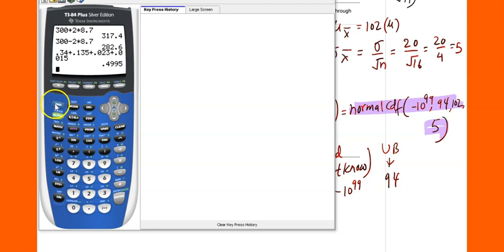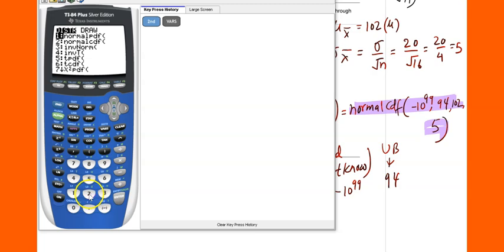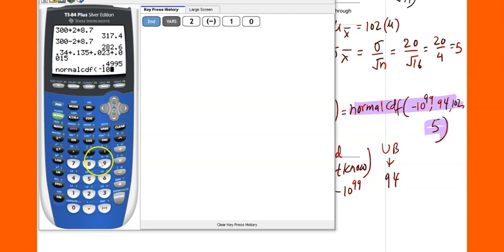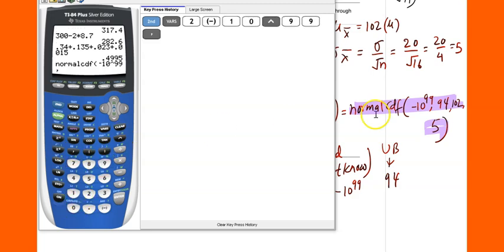You do second DISTR, and normal CDF is number 2, and the first number you put is negative 10 to the power 99, comma, upper bound is 94, comma, mean is 102, comma, standard deviation is 5. Notice that you have to use the standard deviation for the sampling distribution, 5. Enter, you get the answer.